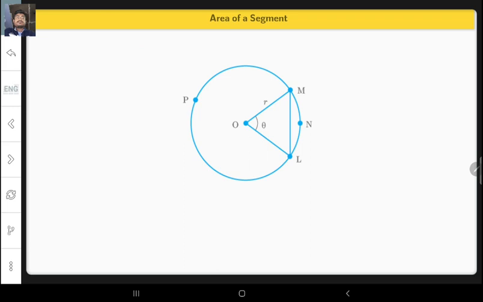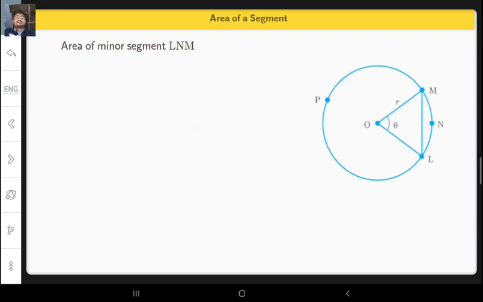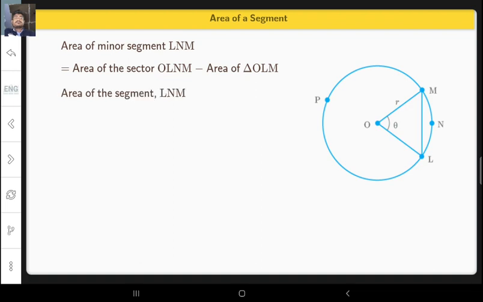Consider a circle of radius r and chord LM subtending an angle of theta at the center. Here, LNM is a minor segment. From the figure, we can say that the area of the minor segment LNM is equal to the area of the sector OLNM minus the area of triangle OLM, which gives us area of the segment LNM is equal to theta divided by 360 degrees into pi r square minus area of triangle OLM.